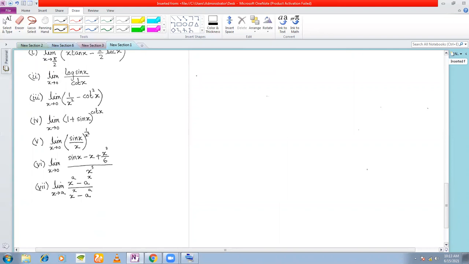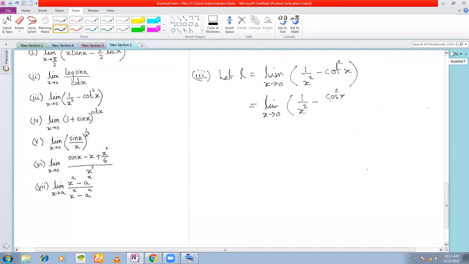Number 3. Let L is equal to limit x tends to 0, 1 by x square minus cot square x. Okay. Now again, you first convert this to a fraction by changing cot to cos by sin, cos square x by sin square x.